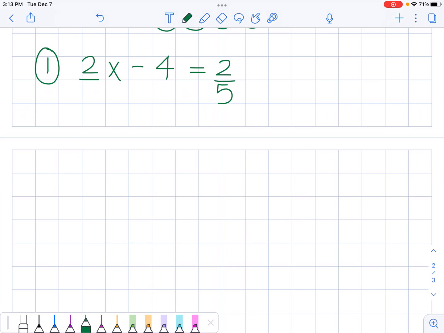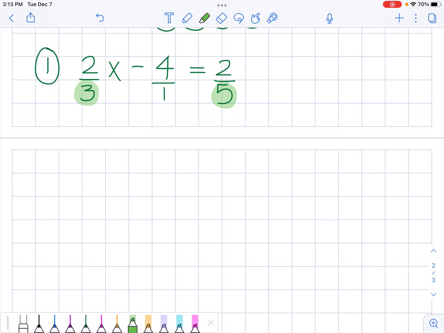Oops, sorry. This is supposed to be 2/3. 2/3 x minus 4 is equal to 2/5. So what I want to do is look at all my denominators. Technically, this is a 1, but we don't really have to pay attention to that because 1 goes into everything. And I want to know what's the smallest number that both 3 and 5 go into.